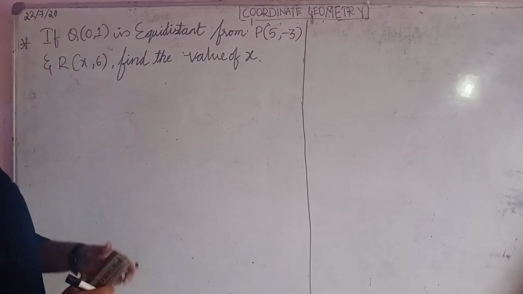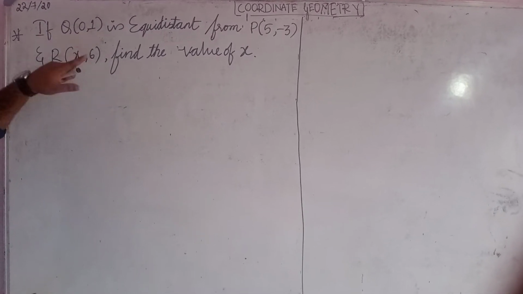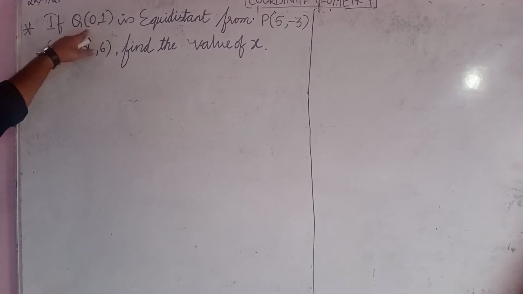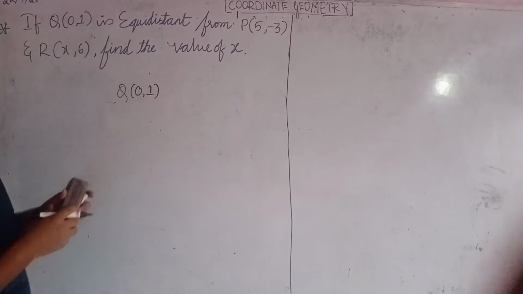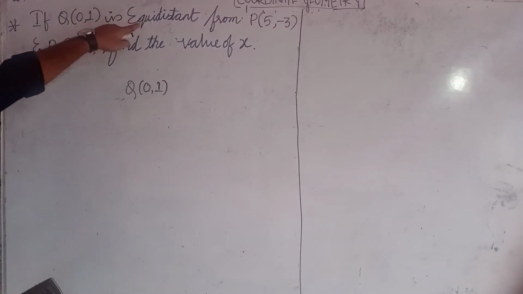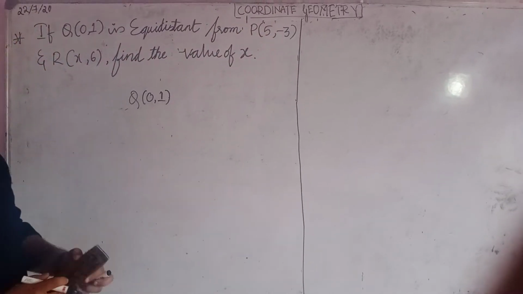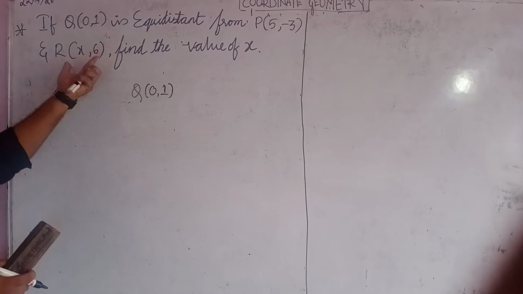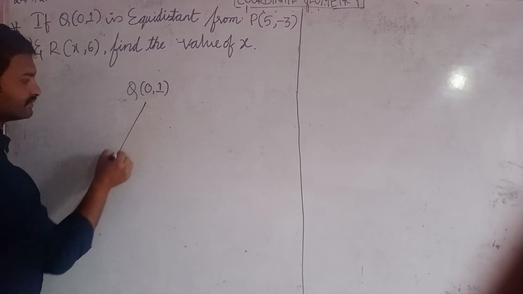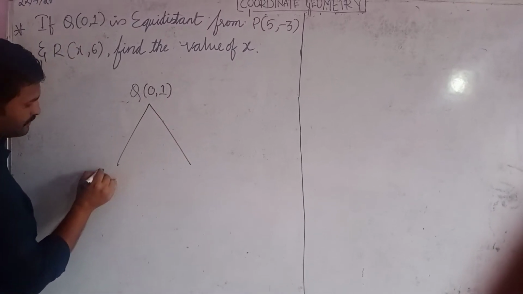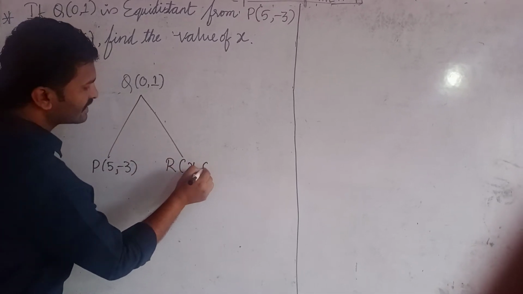We'll go to the next example, for exercise 7.1 only. Here they are given a point Q, which is (0, 1). If a point Q is equidistant from P(5, -3) and R(x, 6), this point is equidistant from two points. Here is P(5, -3) and this is R(x, 6).